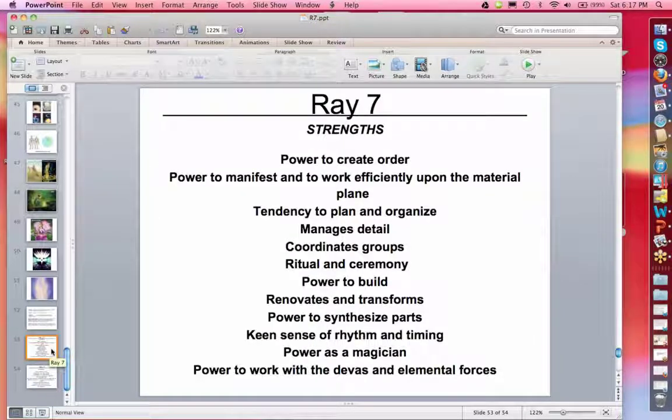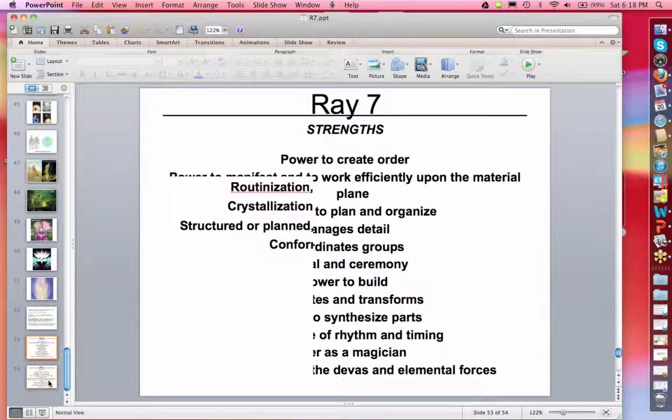Some of the strengths are, of course, creating order, power to manifest, and to work efficiently upon the material plane. If you find yourself describing yourself as being very efficient in doing things, the word efficient, if it comes out of your mouth, that might say something about the personality ray. Tendency to plan and organize. As a seventh ray person, I'm very, very comfortable with planning and organizing. And I think I'm very efficient, so there's no doubt. Managing detail, coordinating groups, ritual and ceremony, power to build, to renovate and to transform, power to synthesize parts, to bring together parts, and a good sense of rhythm and timing, power as a magician, and the power to work with devas and elemental forces.